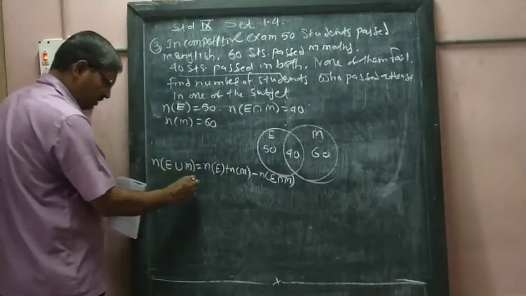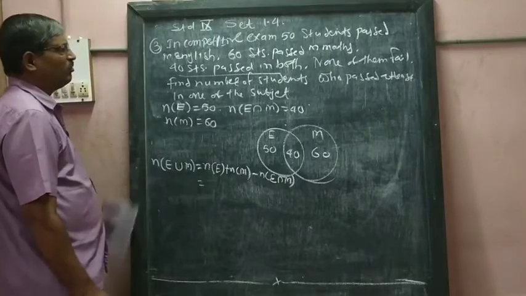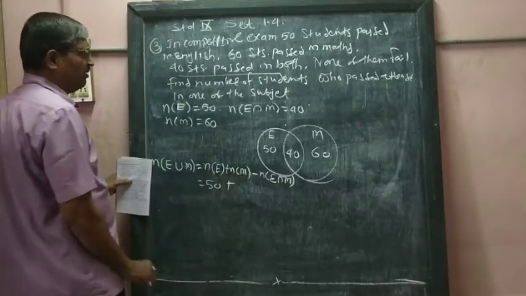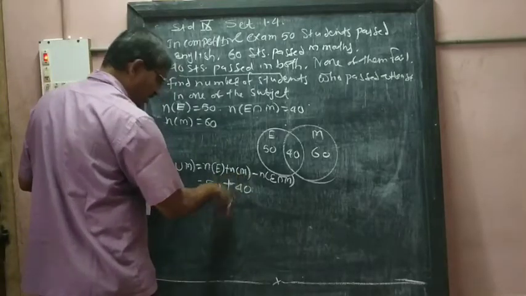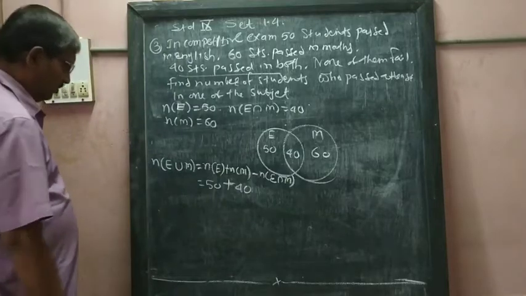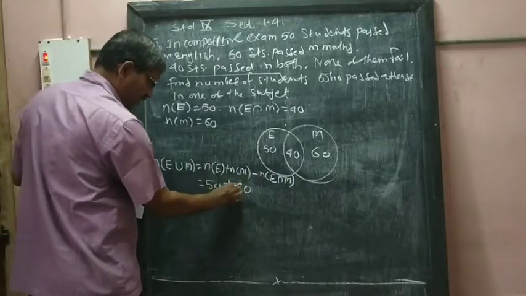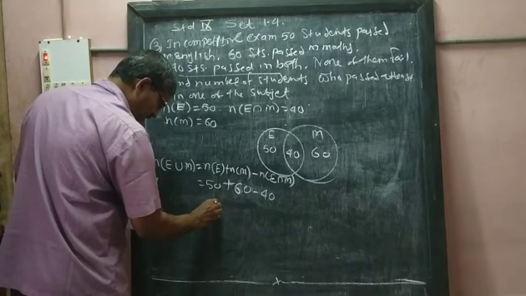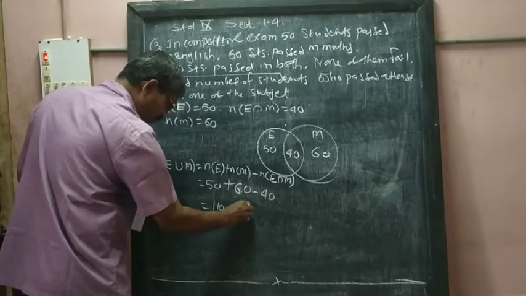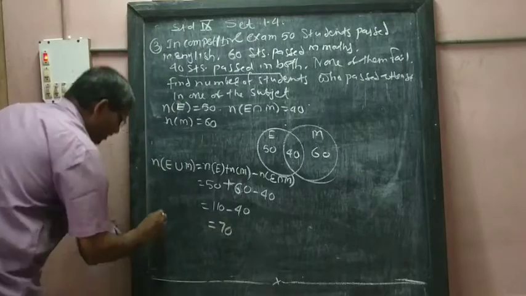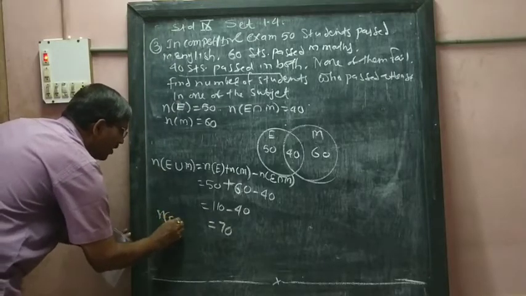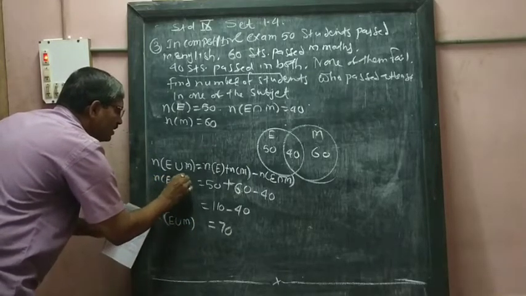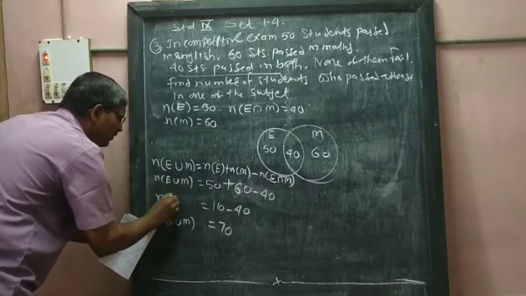Now you want to find this, so let me write the number of students who passed in English: 50. The number of students who passed in mathematics is 40? No, 60 students. And the number of students who passed in both subjects is 40. Therefore, 50 plus 60 is 110, minus 40. What is the answer? 70. It means the total number of students who passed at least in one subject is 70.